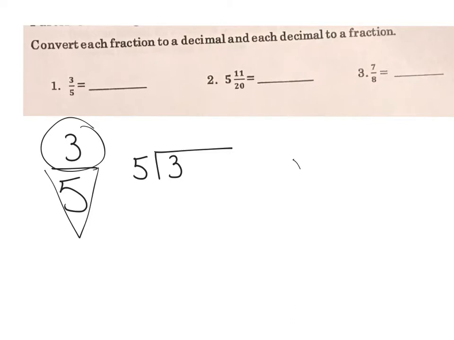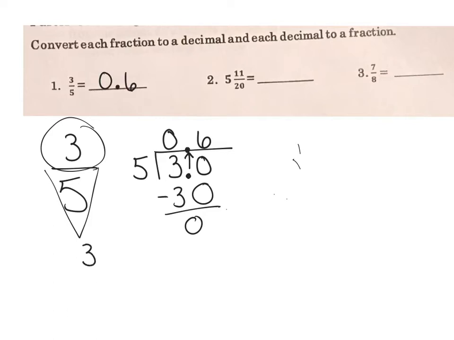So 5 cannot go into 3, so we put a 0 on the top and add a decimal and add a 0. 5 goes into 30 6 times, subtract, you get 0, but bring that decimal straight up. So my answer would be 0 and 6/10. Or you could also think about doing 3/5 to a 10th. That would be times 2, which this is as well, times 2. So it is 6/10, which would be 0.6 or 6/10.